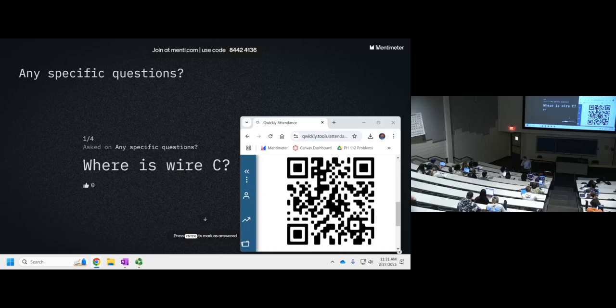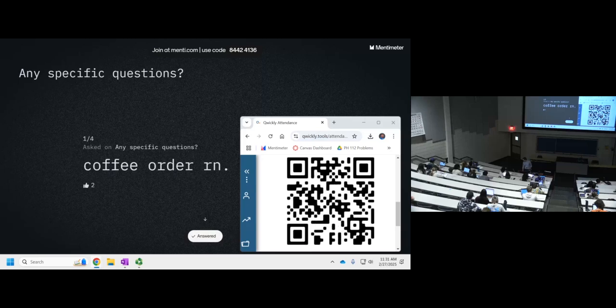Where is wire C? That's a good question. If you multiply by the square root of -1, onto wire A or B, you'll usually find wire C. Bears, yes. Bears are a thing.